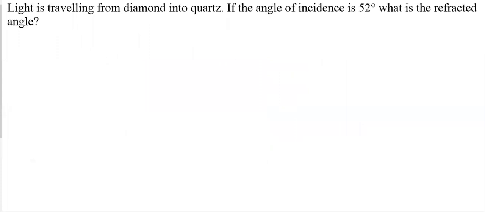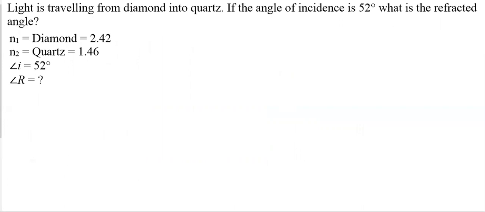So let's do another math example here. So light's traveling from diamond into quartz. So diamond is very optically dense. Quartz, dense, not as dense as diamond. If the angle of incidence is 52 degrees, what is the refracted angle? So start off this question. It's basically the same question. So let's just skip a couple of steps.